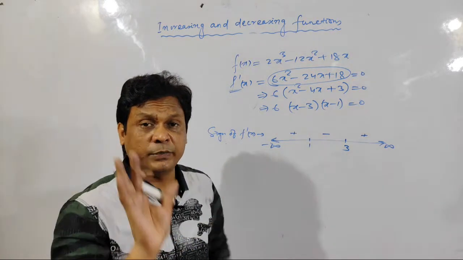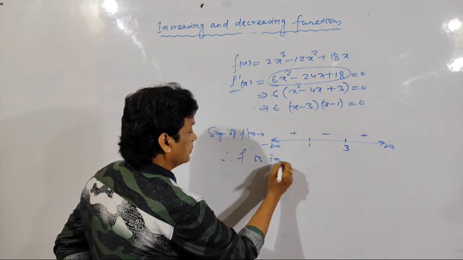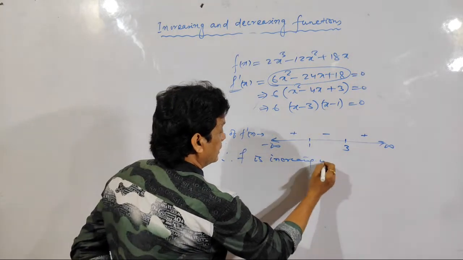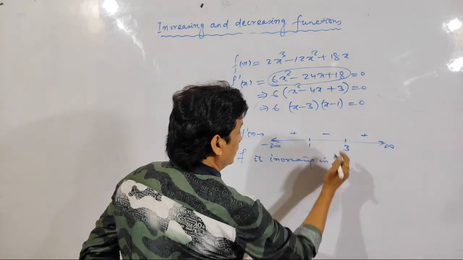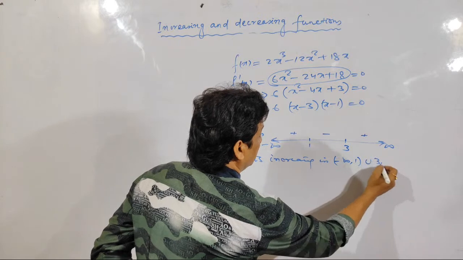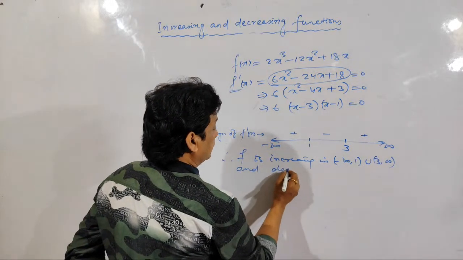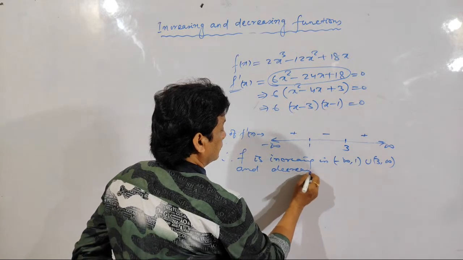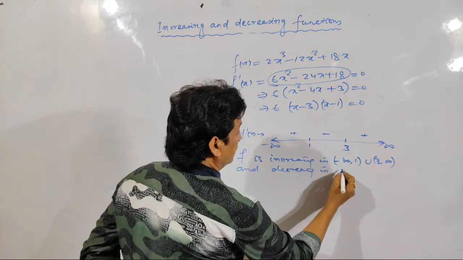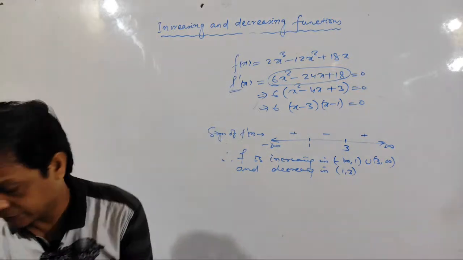Your problem is completed. See here? Therefore, f is increasing in this interval or this interval, minus infinity to 1 union 3 to infinity, and decreasing in this interval, 1 to 3. Clear?